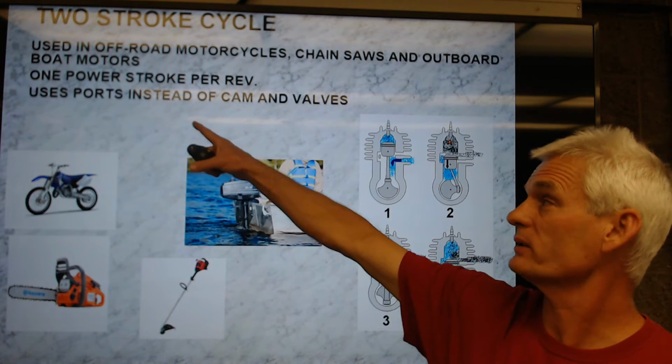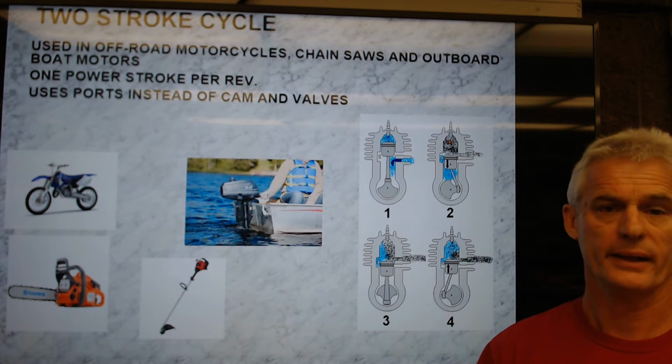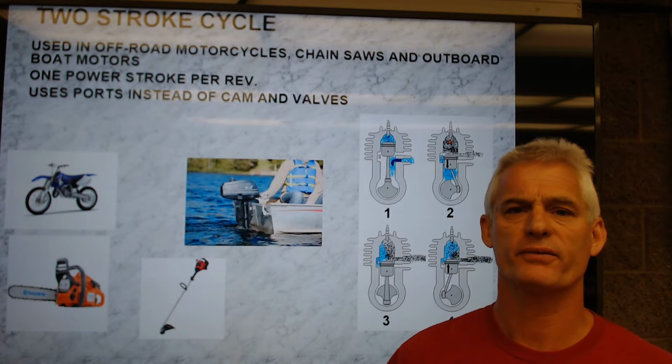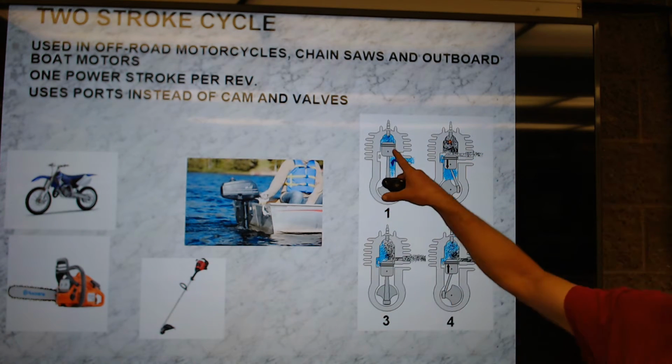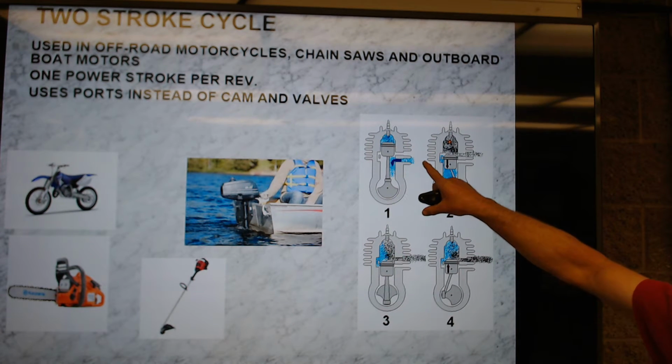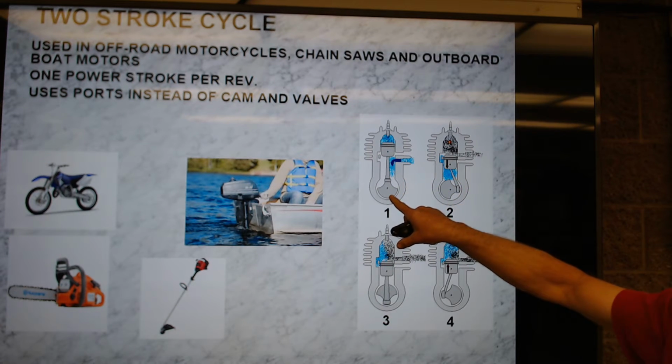They use ports instead of camshaft and valves, so kind of like the rotary engine. They don't have valves or a camshaft. They just have holes that get uncovered by the piston. So like you can see on this piston right here, it's at the top. Here's a hole. So this is called a transfer port. Air and fuel are going to come down into the crankcase.